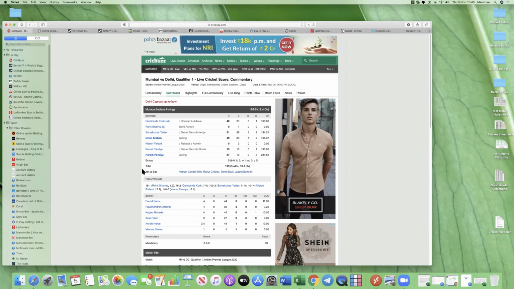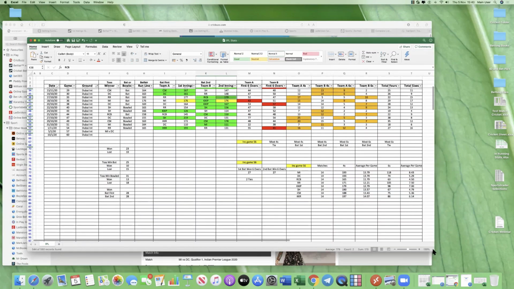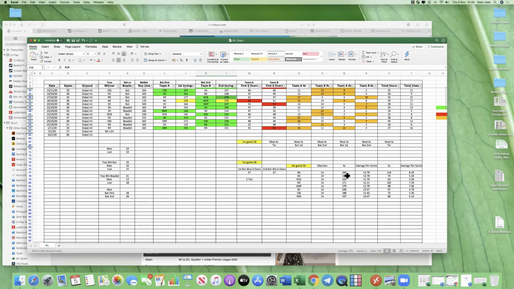So the spreadsheet there, I've got all that data off the spreadsheet and just pulled that onto the screen now. Yeah, I can see that. If you look there, Mumbai's average is 8.436 sixes, compared to Delhi's, it's only 5.29.